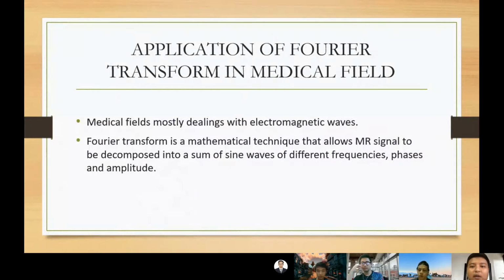Next, application of the Fourier transform in the medical field. The medical field mostly deals with electromagnetic waves. The Fourier transform is a mathematical technique that allows the MR signal to be decomposed into a sum of sine waves of different frequencies, phases, and amplitudes. I have explained this twice, the first time in the introduction.